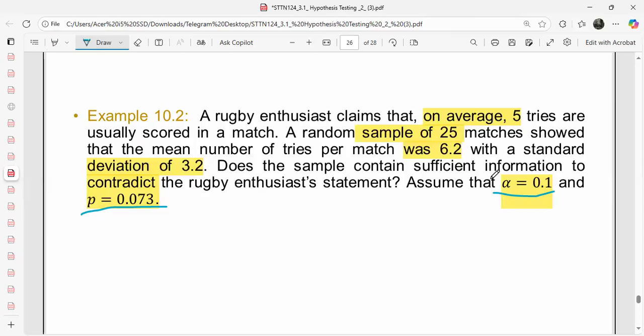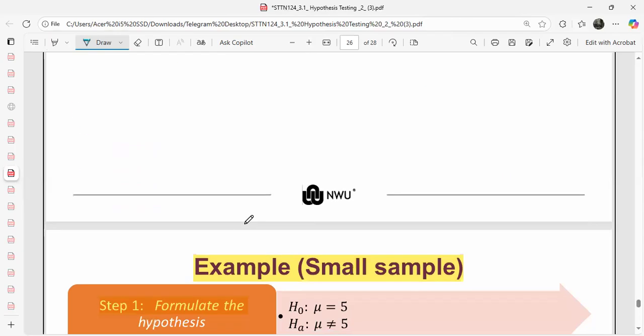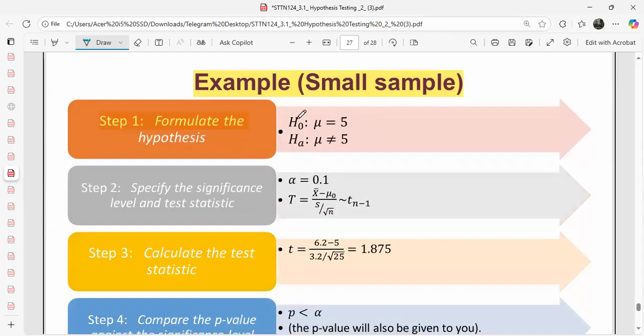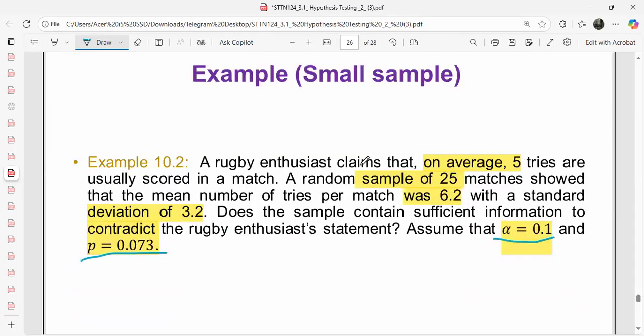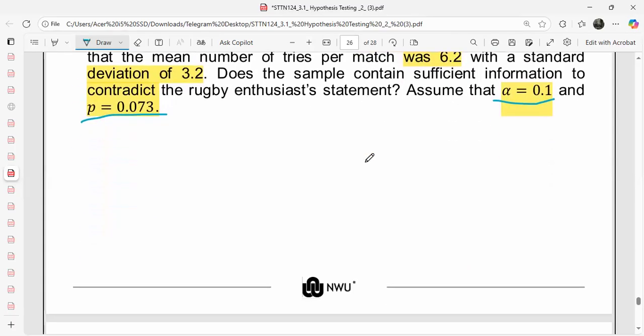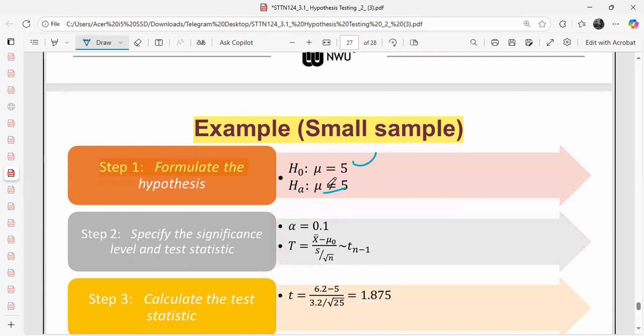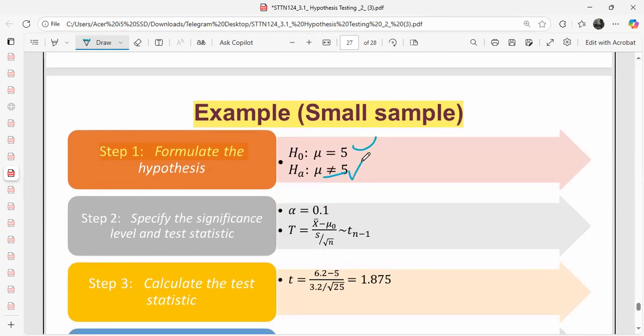So what you're going to do, you're going to say HA: the population mean is not equal to 5. Let's check. You see, here it is. The population mean under H0 is equal to 5. But here it is not equal to 5. Why? Because they do not mention anything like greater than, more than, less than, shorter than. So we're going to take it as two-sided in this case. So this is the one.